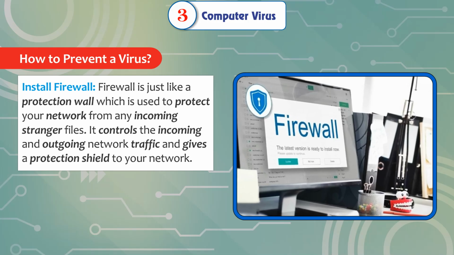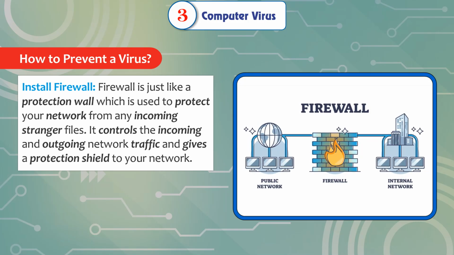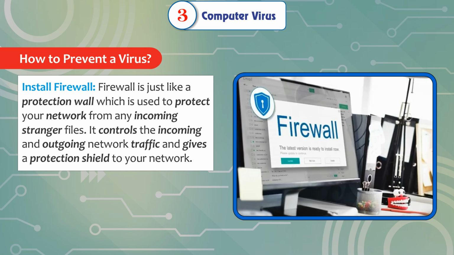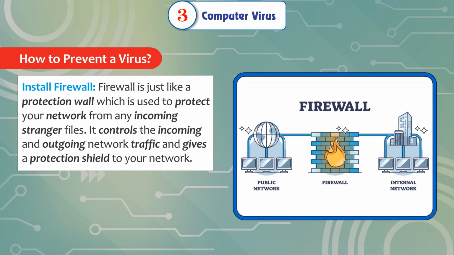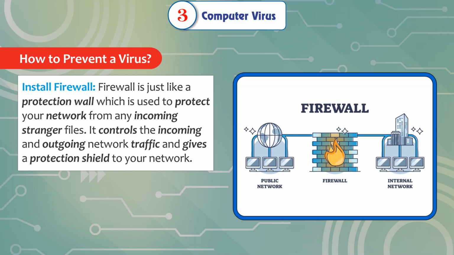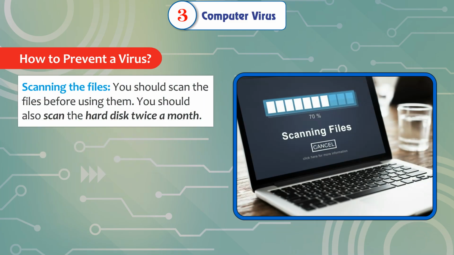Install a firewall. A firewall is just like a protection wall which is used to protect your network from any incoming stranger files. It controls the incoming and outgoing network traffic and gives a protection shield to your network. Scanning the files. You should scan the files before using them. You should also scan the hard disk twice a month.